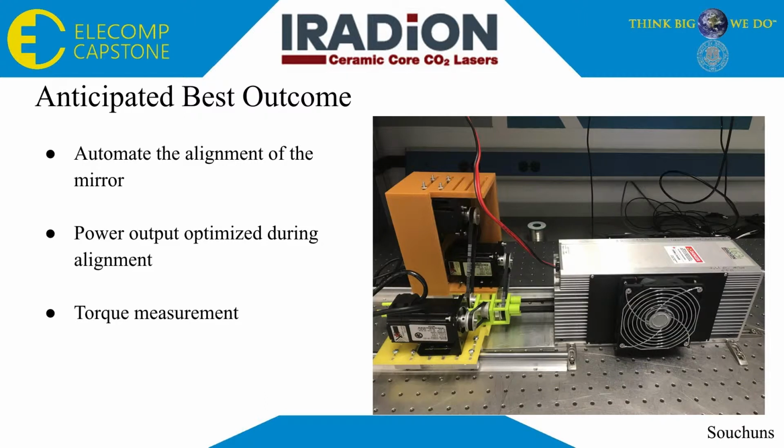So our best anticipated outcome is to first do this alignment, but automated, while it's connected to an autocollimator. The mirror, which is then aligned, is then transferred to the laser resonator, which is then optimized for alignment in order to follow the power output. It's also important for the laser technicians to know the torque that is being exerted onto these screws, because if they are overturned, the mirror will warp and be useless.